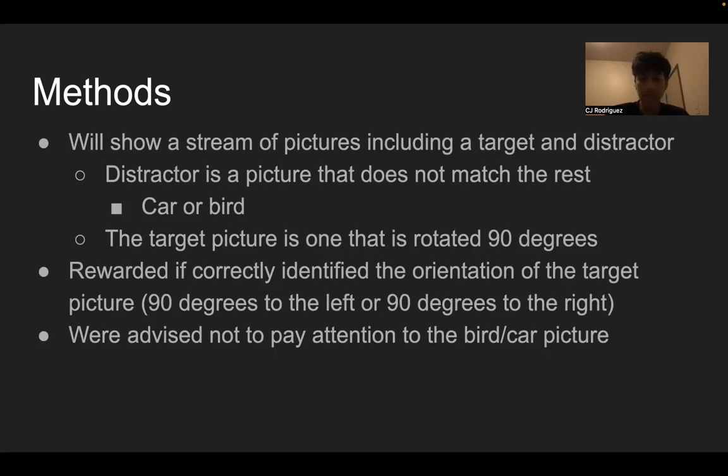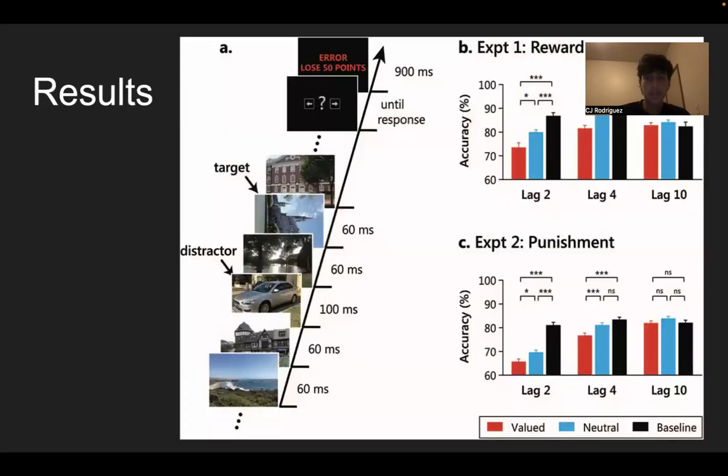The target picture is rotated either left or right 90 degrees, and you're rewarded if you correctly identify the orientation of the target picture. So you identify it as rotated to the left or to the right. And all participants were advised not to pay attention to the bird or car picture. This timeline on the left shows an example of what happens. It's like you're looking into a screen and one picture, then another picture, then another picture are flashed in front of you. One of them is going to be a distractor, one of them is going to be the target.